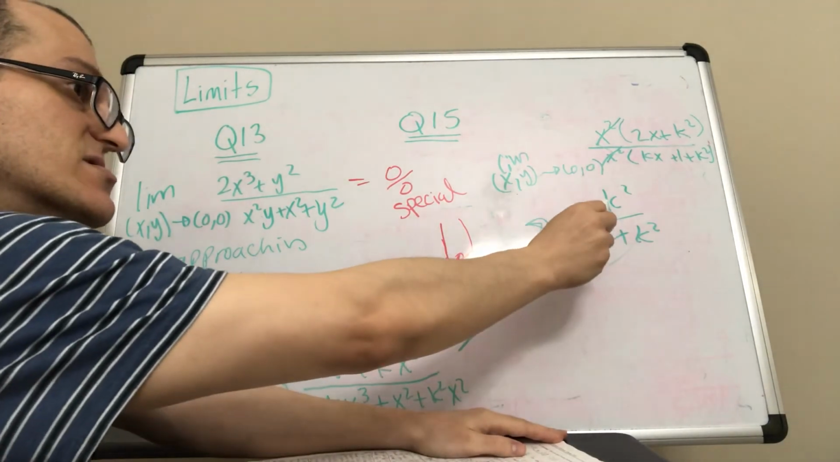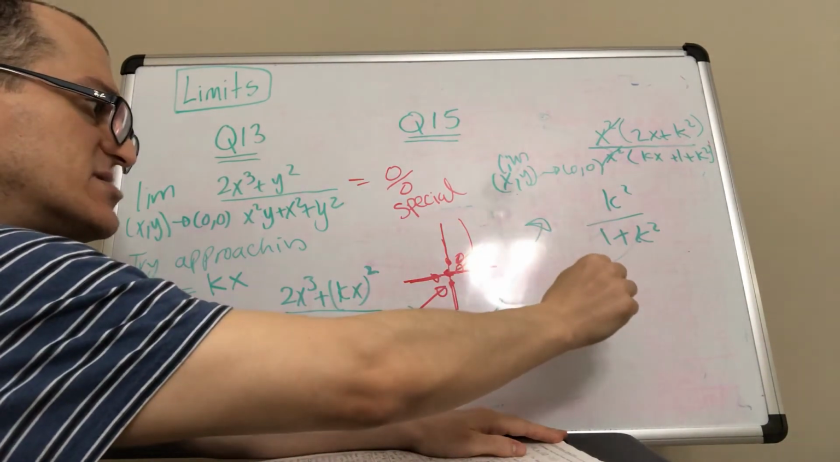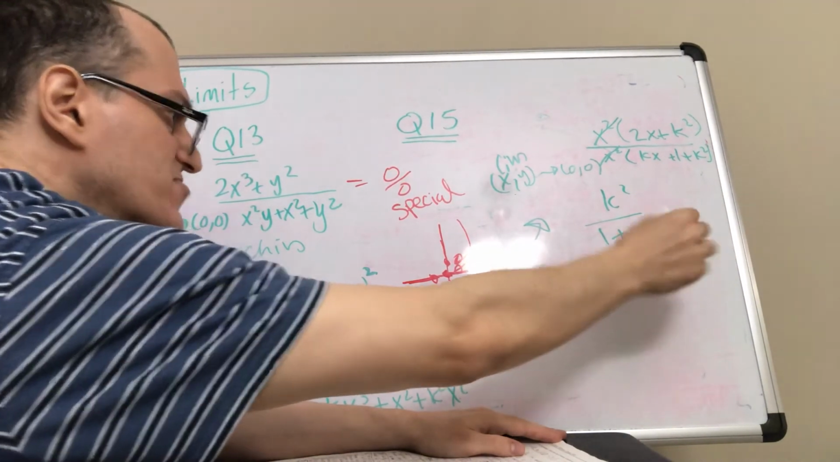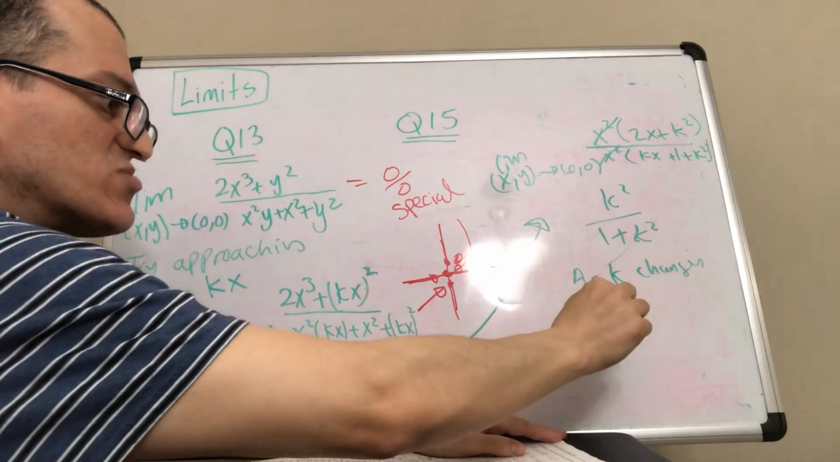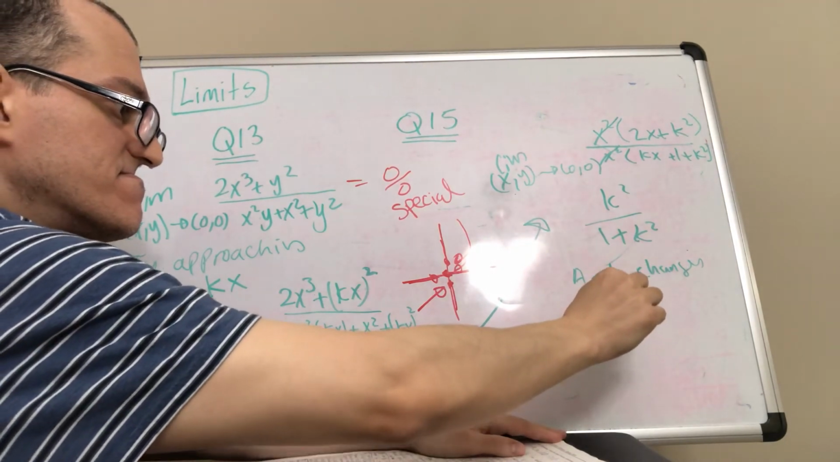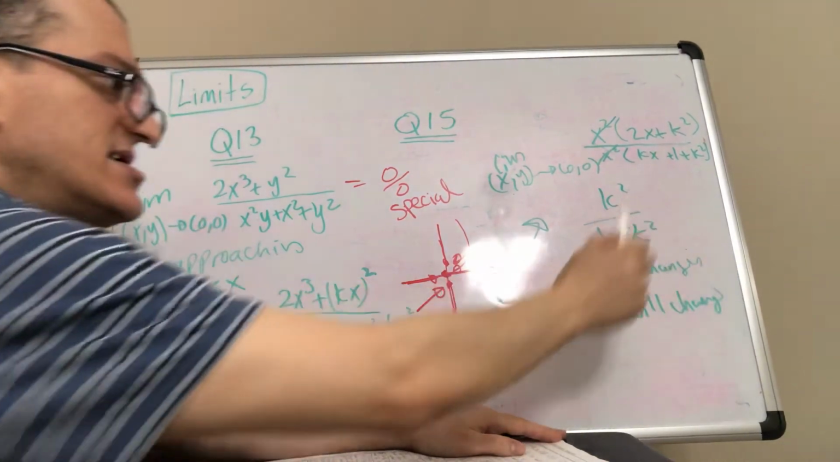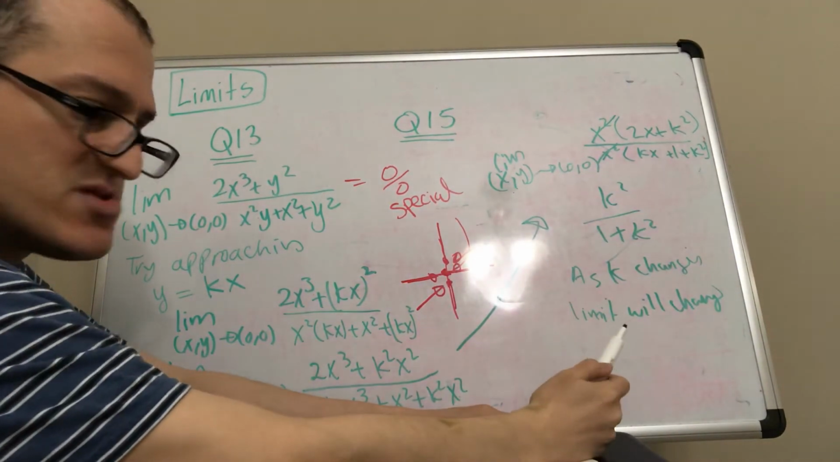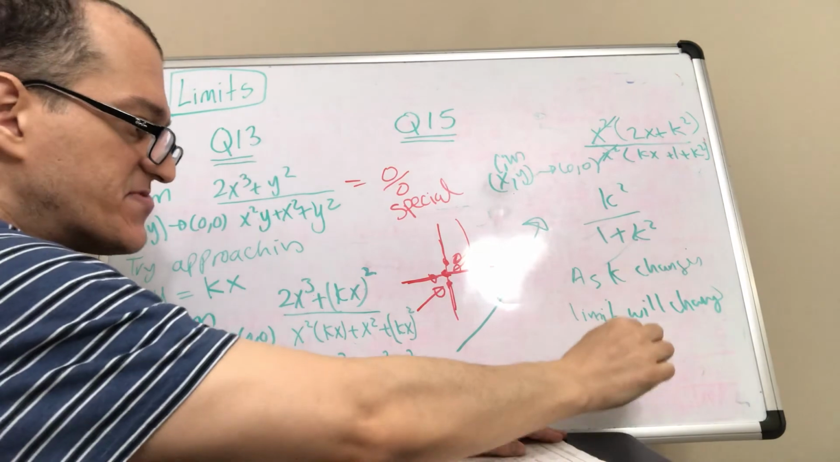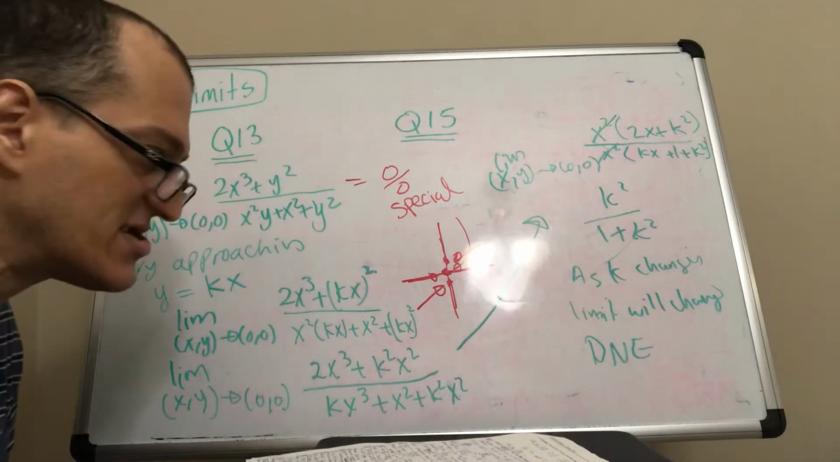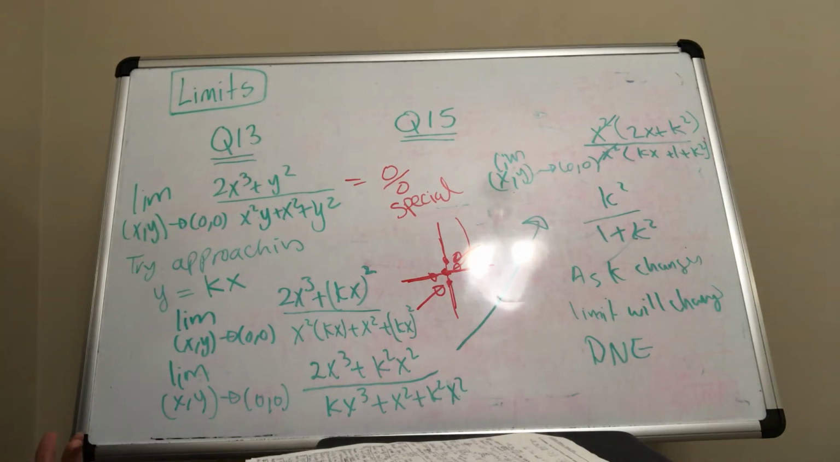And when you change k, every time you put a different k here, the limit will change, so it will give you a different answer. There are many different answers, so there is no specific answer. Limit does not exist.